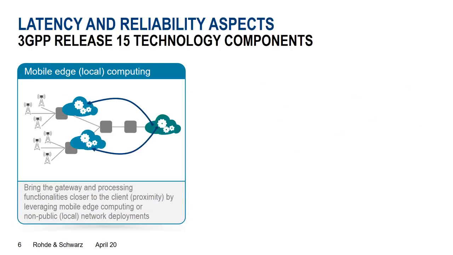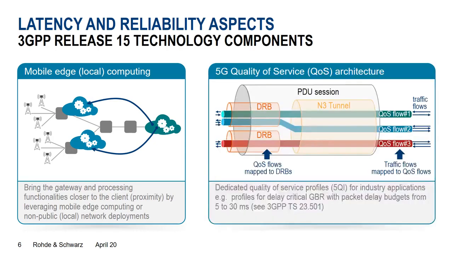Next one is maybe touching both latency and reliability aspects, because obviously the mobile edge computing possibilities allow you to improve both the latency as well as the reliability in the system by simply placing the application servers as close as possible to your machines in an industry hall, for instance, you like to connect. That is obviously a mechanism that is very suitable for industrial applications.